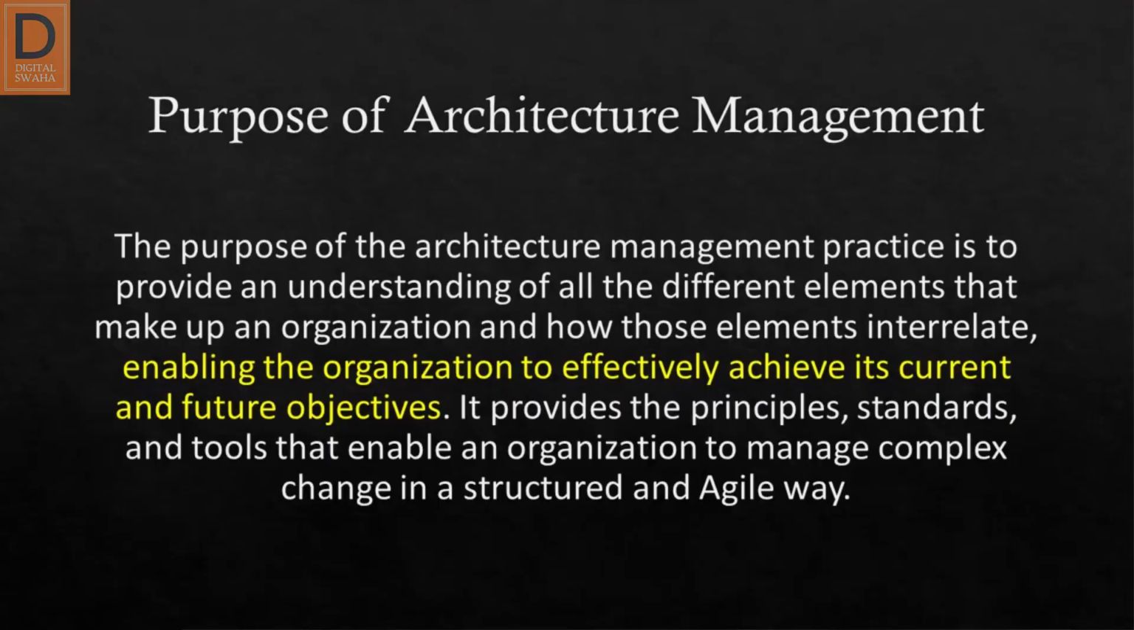The second part of the definition reads, enabling the organization to effectively achieve its current and future objectives. Here, it's talking about the why. What is the benefit that we derive out of understanding the different elements, which basically helps the organization in reaching their objectives, both current and future? You can see that the benefits are not laid out because it varies from one organization to another and one set of goals to another.